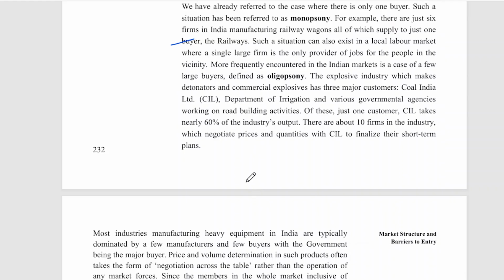More frequently encountered in the Indian market is the case of a few large buyers, defined as oligopsony. The explosives industry, which makes detonators and commercial explosives, has three major customers: Coal India, the Department of Irrigation, and various governmental agencies working on road building activities. Of these, just one customer, CIL, takes nearly 60% of the industry's output.